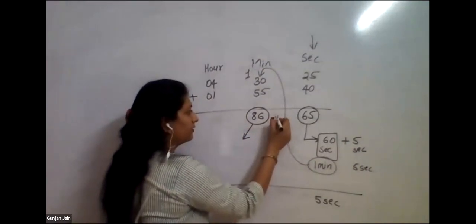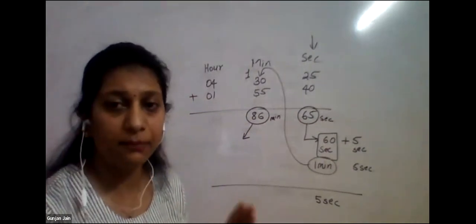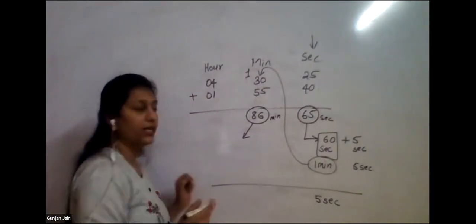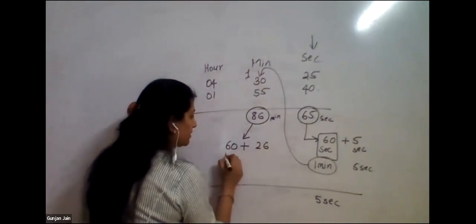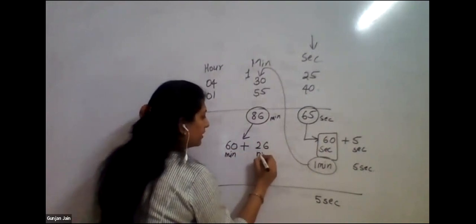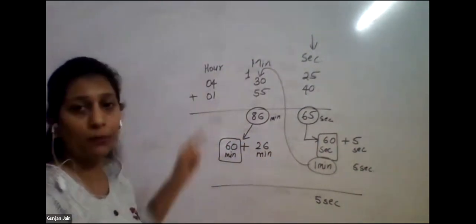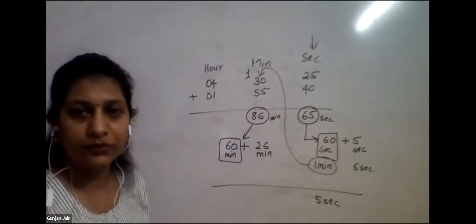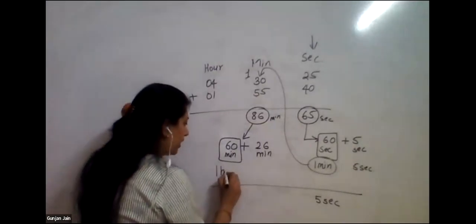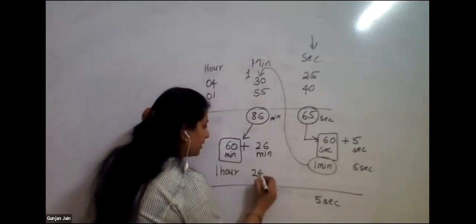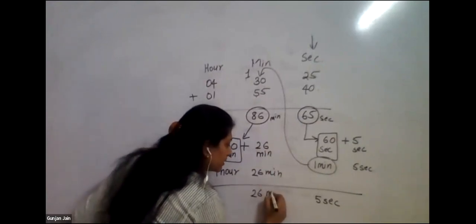This is 86 minutes. This is 55 seconds. So 86 minutes, how can we write 60 plus what? Correct, Pranshi. We can write this as 60 plus 26. That means 60 minutes and 26 minutes. Now, 60 minutes is equal to how many hours? 1 hour, correct. So 1 hour, 26 minutes. We will write only 26 minutes because it is less than 60.